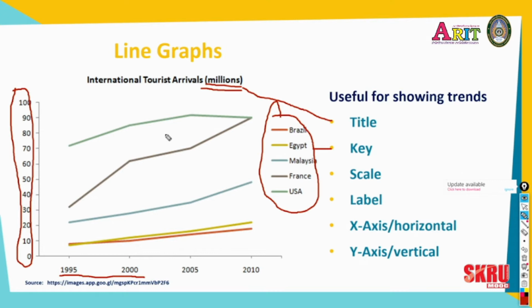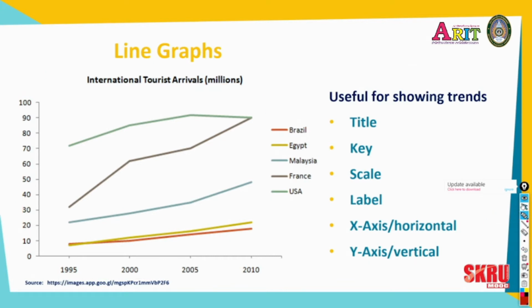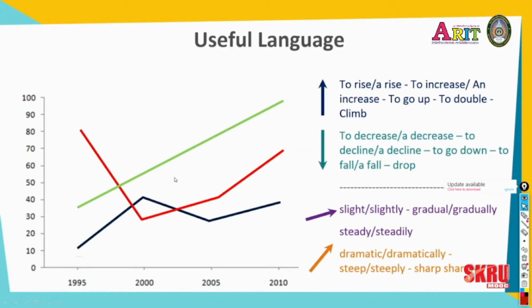Label, that's anything that's written on the chart, any more text or information. This particular graph doesn't have any labels apart from those. And the X and Y axis. So we have our X axis, the horizontal, and the Y axis, which is the vertical, up and down. So these are different parts you might talk about with your graph. Let's move on to some ways of talking about the information.